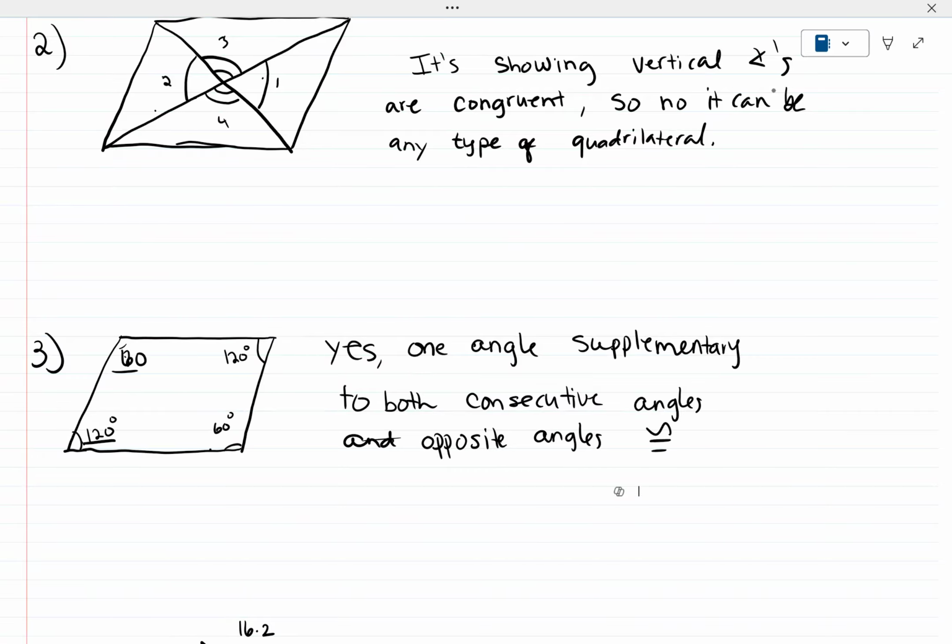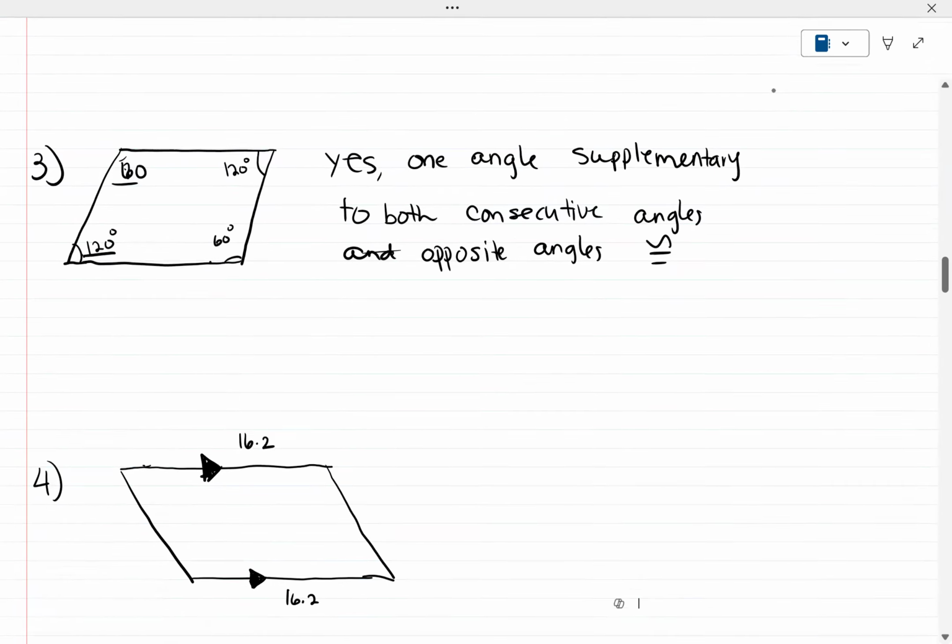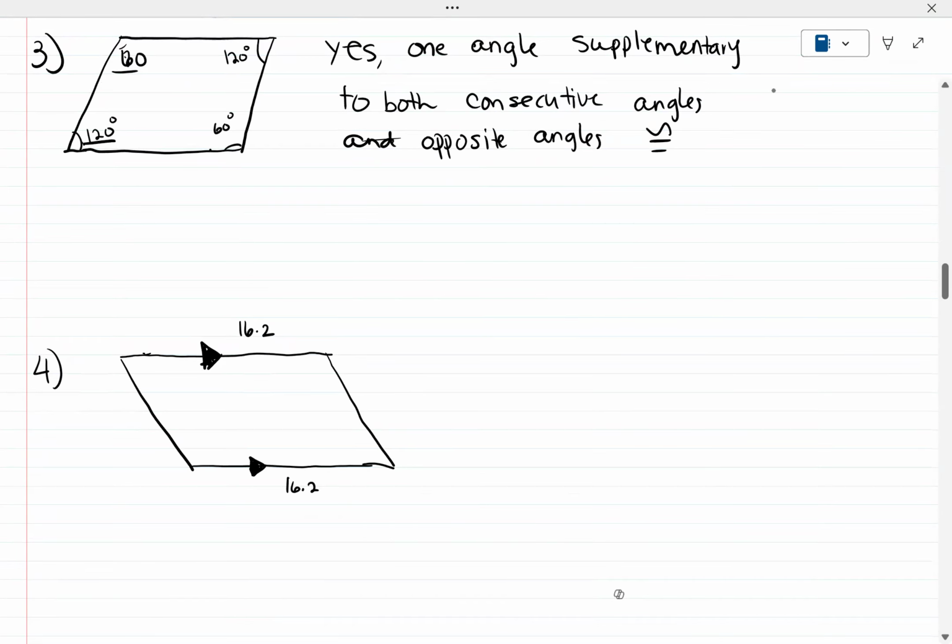Okay, let's move on to 4. So we have this parallelogram, and they tell us that these two sides are congruent because this side is 16.2 and this side is 16.2. What else do they tell us about these sides? They are parallel. Do you see this arrow? This arrow represents parallel. So I'm going to say yes.